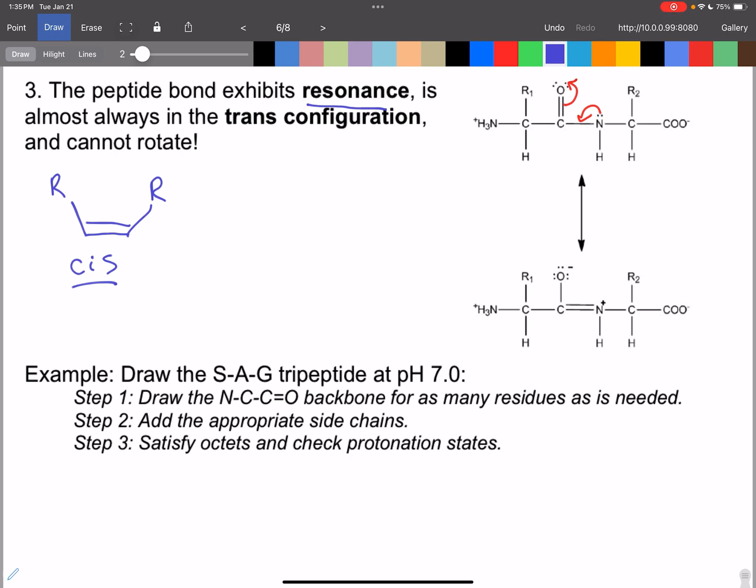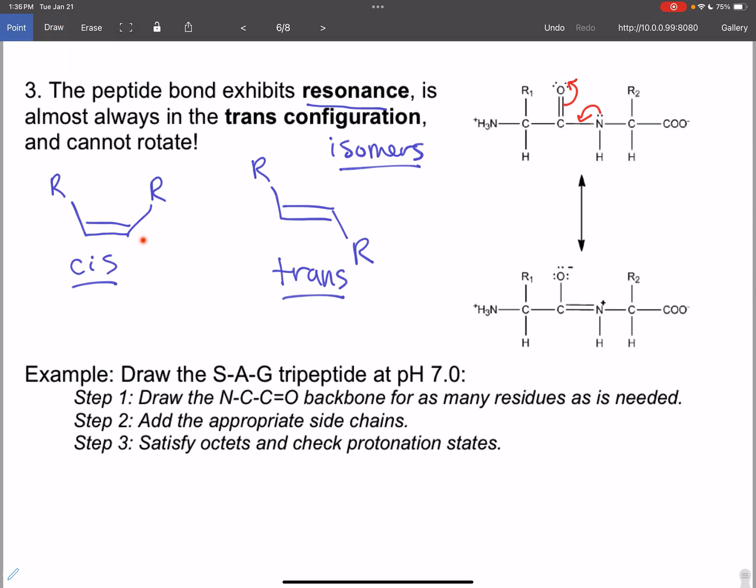Alternatively, if we had something like this, where one of the groups was on one side and the other group was on the other side, we would call that the trans configuration. These are isomers of each other because I can't convert between the cis and the trans without breaking one of these bonds and then allowing a rotation. Remember, that was the differentiation between a conformer, where you can just rotate bonds around or rotate the molecule around, and an isomer. If we're going between isomers, we have to break a bond. So if I had a model kit, you'd hear a little pop of bonds breaking and making in order to interconvert these.